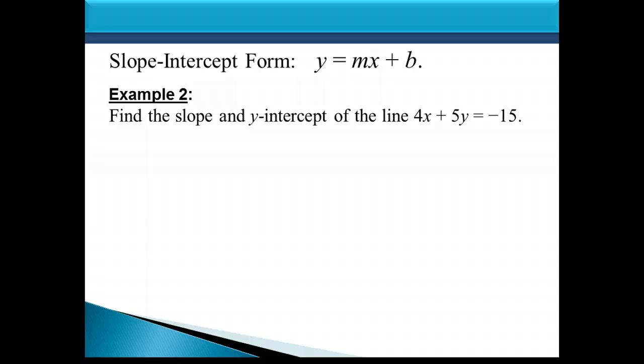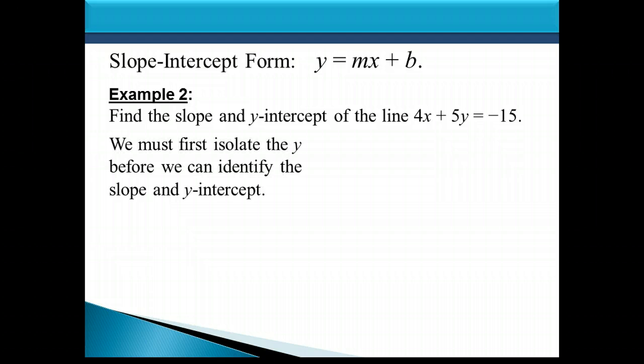Now let's look at another example. Here we want to find the slope and y-intercept of the line represented by the equation 4x plus 5y equals negative 15. Notice that this equation does not have the y isolated, which means it's not in the correct form, so we can't see the slope and y-intercept at this point. So we must first isolate the y before we can identify the slope and the y-intercept.